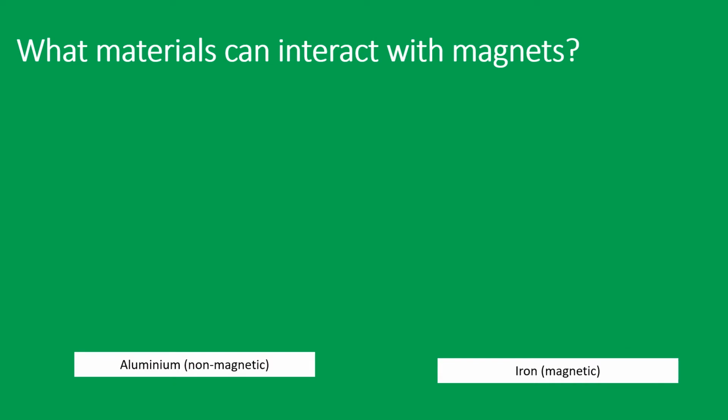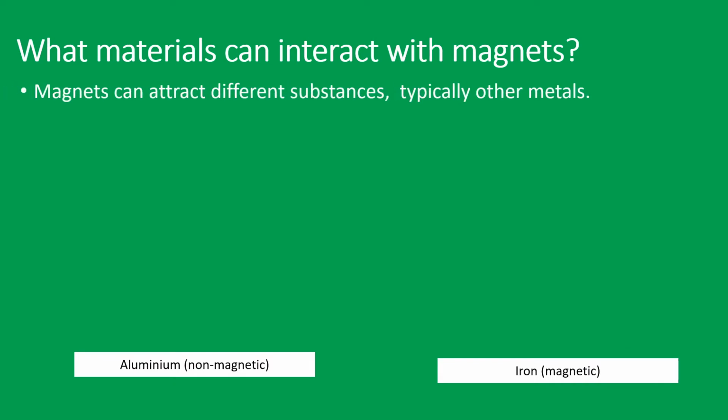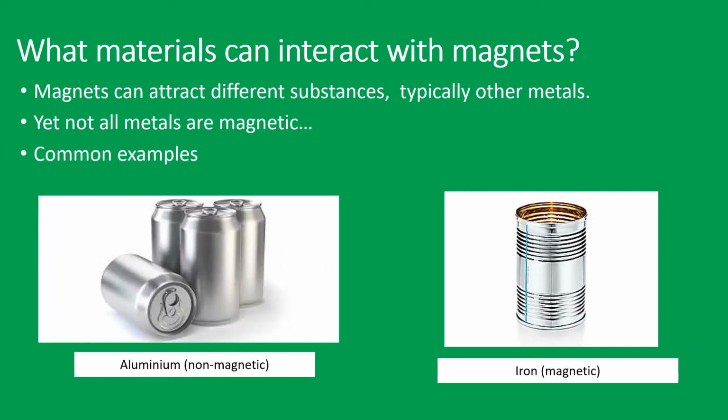So what materials can interact with magnets? Well, magnets can attract different substances, typically other metals. Yet not all metals are magnetic. Some naturally are not magnetic and will not interact with a magnet. The most common example is aluminium. Aluminium cans, if you put them next to a magnet, will not be affected. You cannot pick them up using a magnet.